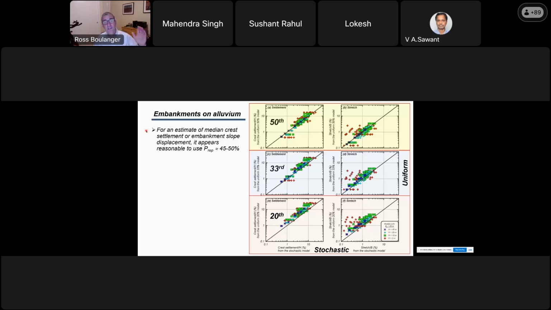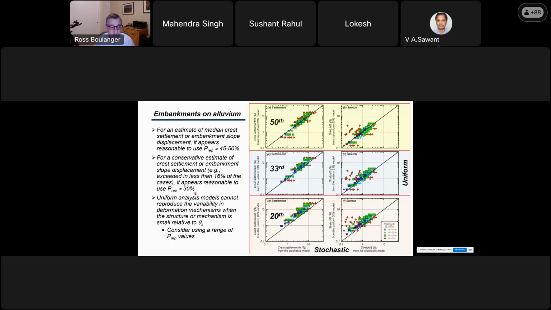So if you want an estimate of median crest settlements or median embankment slope displacements, it would appear from these analyses you use something like the 45th to 50th percentile properties. But if you want to be conservative and you want to say not have your displacements exceeded in no more than, say, 16% of the cases, then you might use something like the 30th percentile.